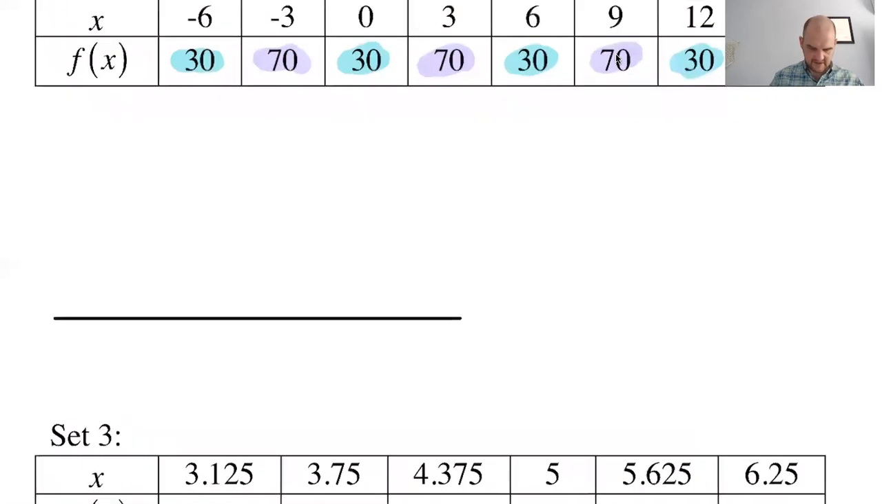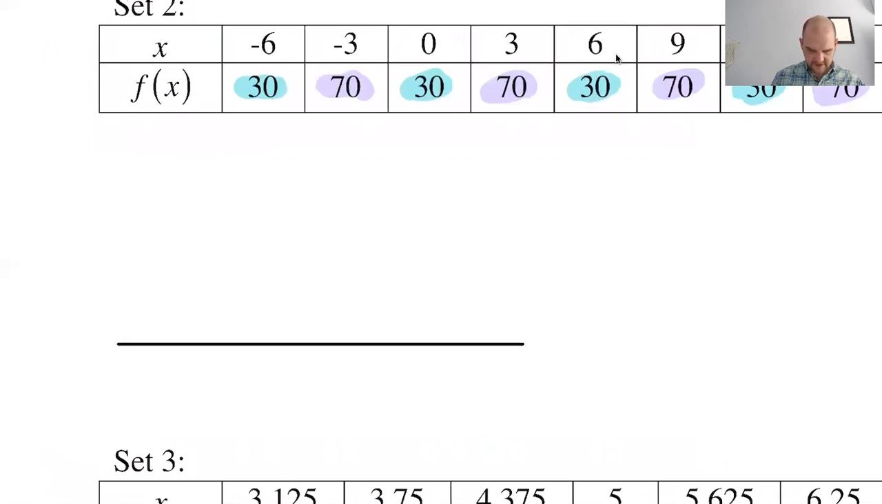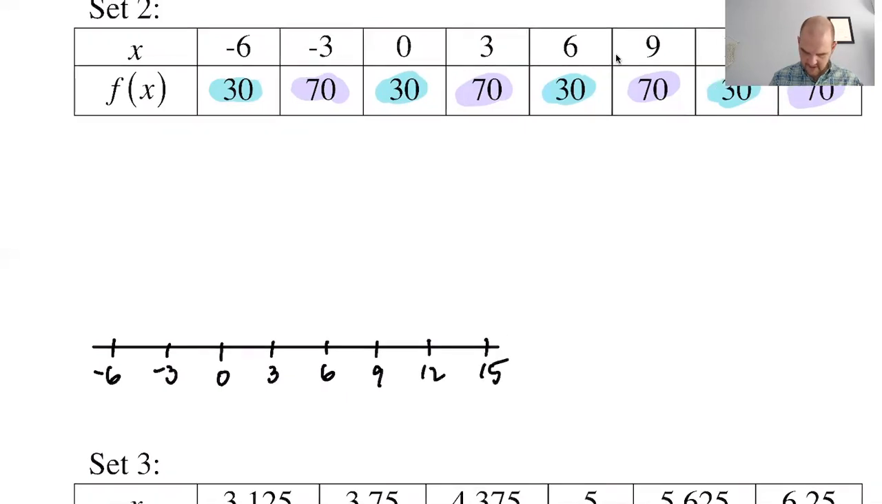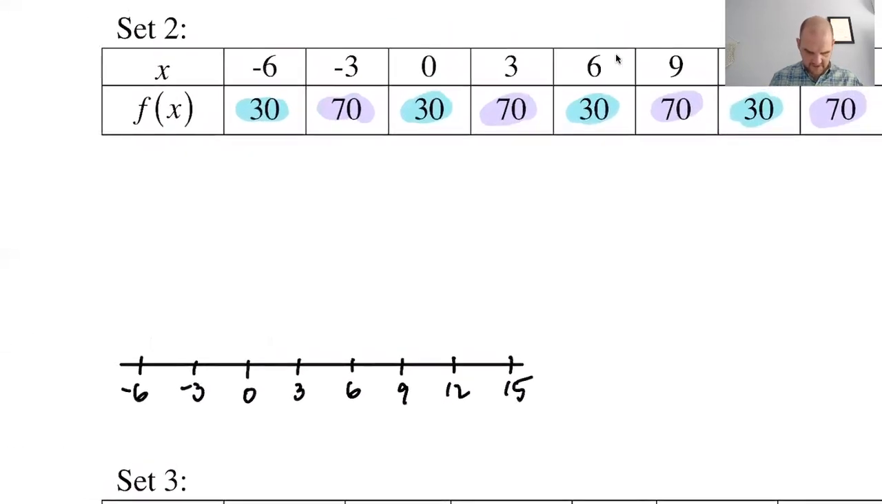So let's see. So -6, -3, 0. So we're going by threes. 3, 0, 3, 6, 9, 12, 15. Did I get them all? Yes. Did a much better job spacing that time. So we're going 30, I guess, 70, 30, 70. So I'm feeling pretty confident about what's happening here.